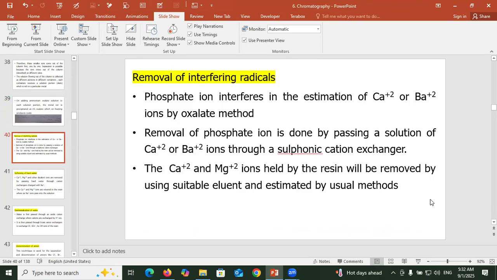Removal of interfering radicals. Phosphate ions interfere in the estimation of calcium and barium ions by the oxalate method. Removal of phosphate ion is done by passing a solution of calcium and barium ions through a sulfonic cation exchanger. The calcium and barium ions held by the resin will be removed by using suitable eluent and estimated by usual methods.